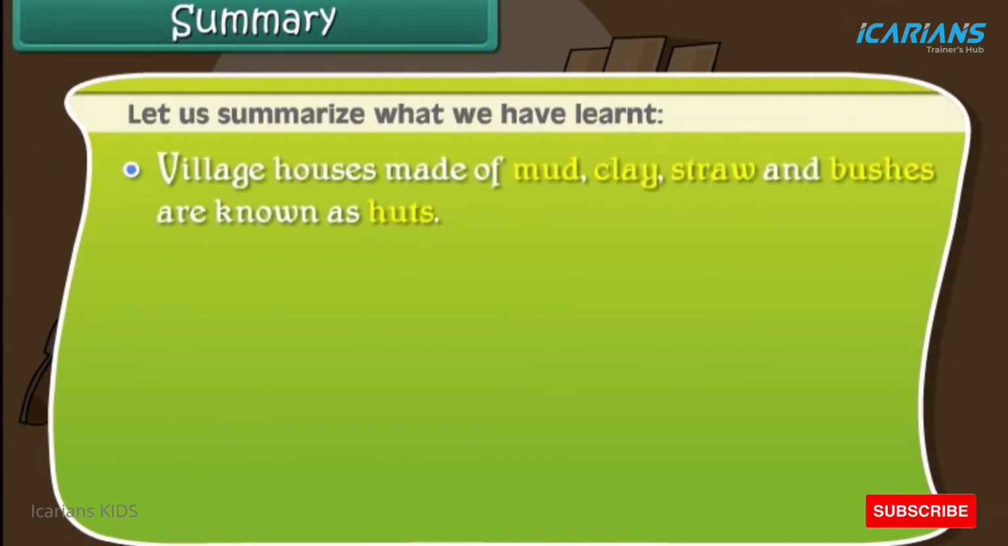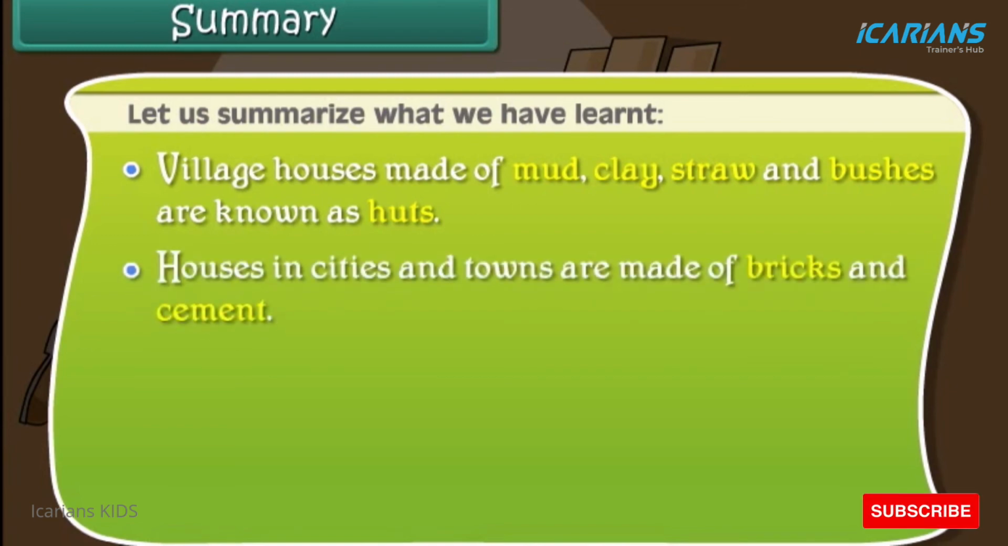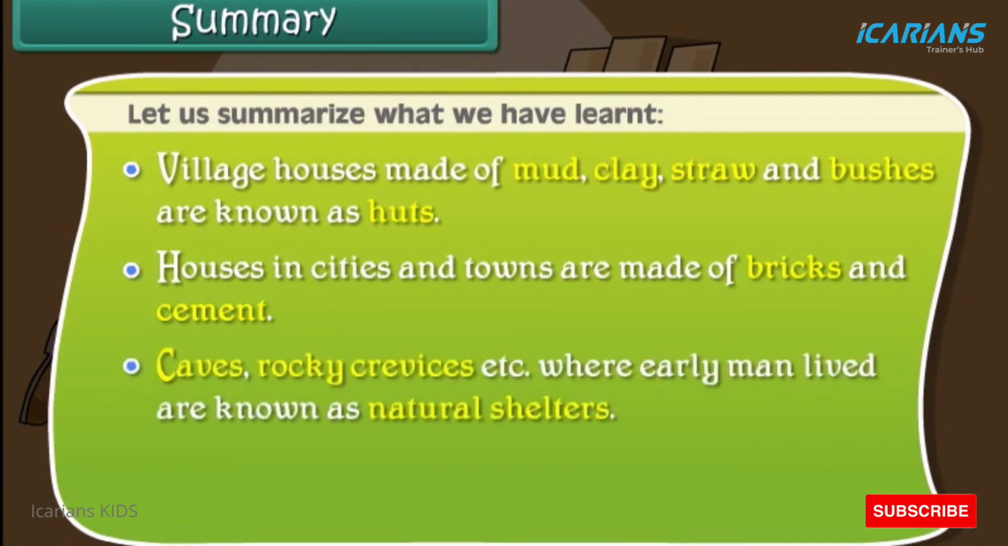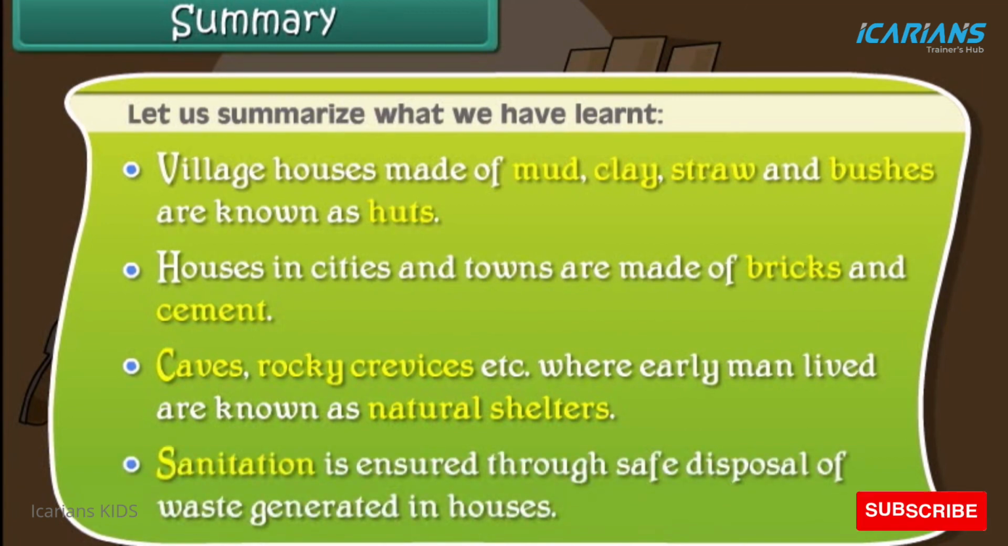Village houses made of mud, clay, straw, and bushes are known as huts. Houses in cities and towns are made of bricks and cement. Caves, rocky crevices, etc., where early man lived are known as natural shelters. Sanitation is ensured through safe disposal of waste generated in houses.